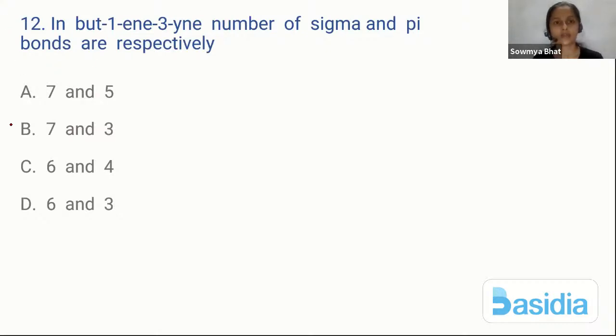We have the next question here. In but-1-ene-3-yne, number of sigma and the pi bonds are respectively. First, you have to write the proper structure of the molecule. Then only you will be able to identify the sigma and the pi bonds. The sigma bond is a single bond. This you should remember. And a double bond has 1 sigma and 1 pi bond. And if it is a triple bond, then there will be 1 sigma and 2 pi bonds.